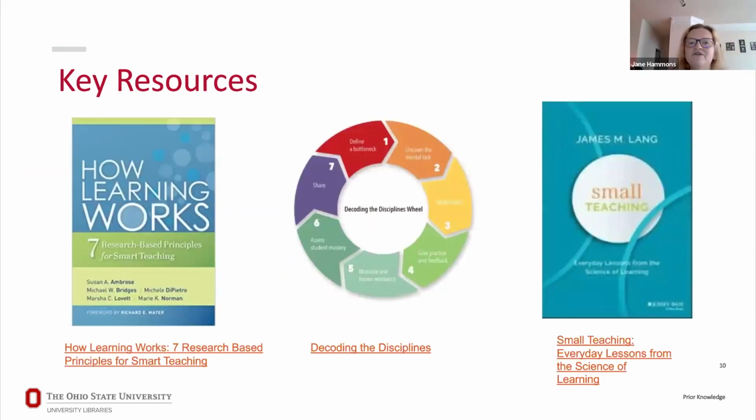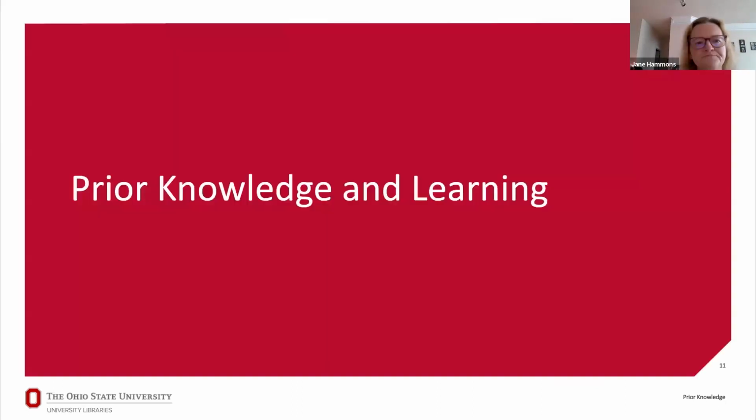I wanted to highlight a couple of key resources that were really important to me in putting this workshop together. I know a lot of folks are probably familiar with the book, How Learning Works: 7 Research-Based Principles for Smart Teaching. If you haven't had a chance to take a look at that book, definitely recommend that you check that out. It's a really great resource, not just for learning about prior knowledge, but learning about teaching and learning in general. The Decoding the Disciplines model, developed by Joan Middendorf and David Pace, was also important in thinking about this workshop. And finally, another book that's really been influential in my teaching, Small Teaching by James Lang, also had some influence in this workshop today. So I wanted to make sure that folks are aware of those resources that guided a lot of the content from the workshop for today.